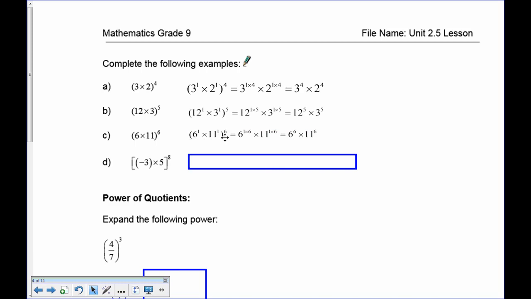And the next one, 6 to the 1 times 11 to the 1, all raised to the power of 6, means that we have 6 to the power of 1 times 6 and 11 to the power of 1 times 6. And that gives us 1 times 6 being 6, so 6 to the 6 times 11 to the 6.